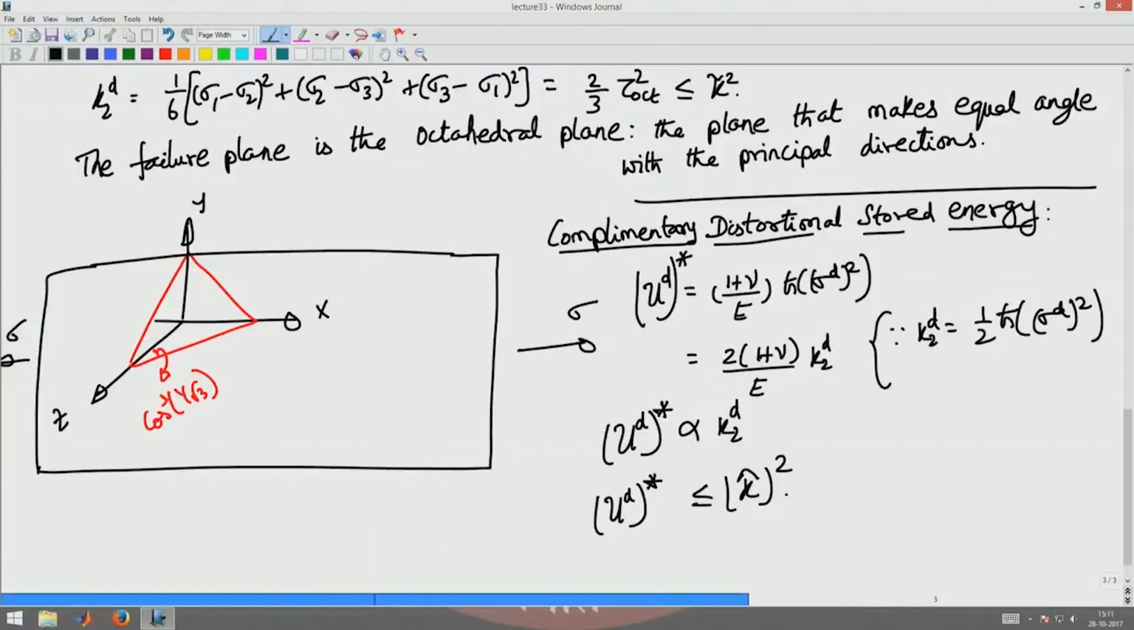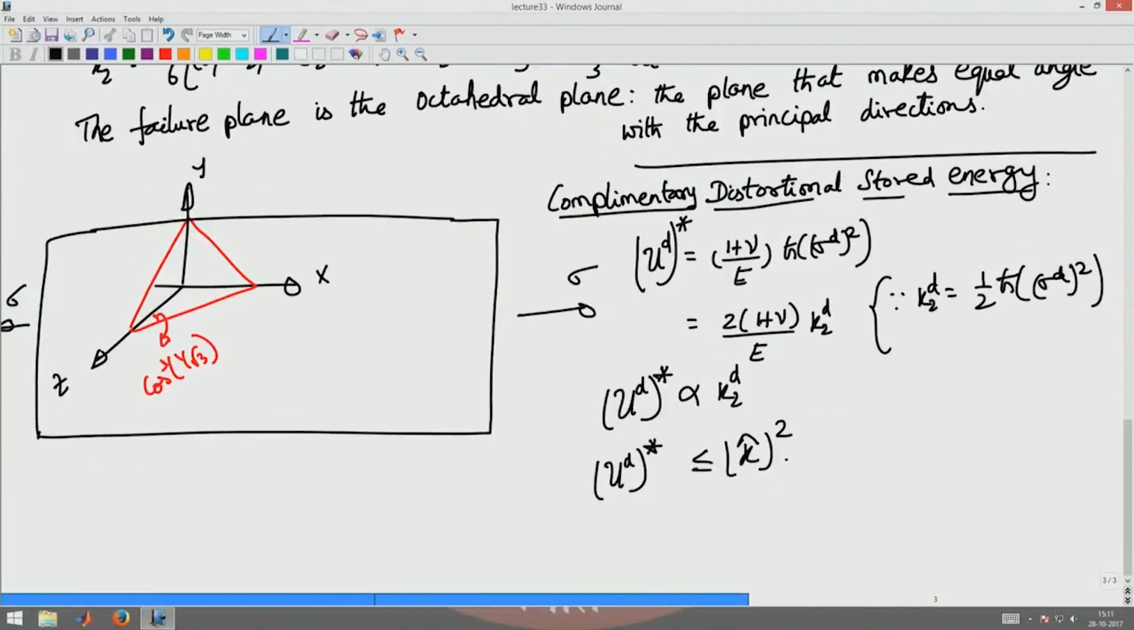So, for one criteria, you have 3 different explanations. One, it just comes from the invariant theory of these stresses. Second, it is interpreted as the octahedral shear stress not exceeding a particular value. Third, the same criteria is interpreted as the distortional stored energy not exceeding a particular value. So, these are 3 different interpretations of the same von Mises criteria.